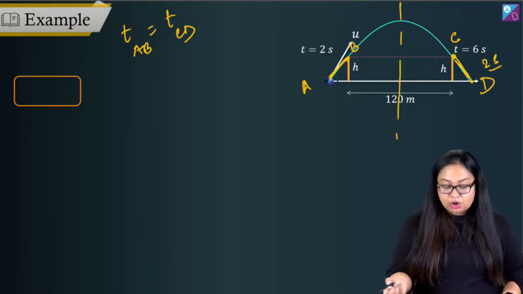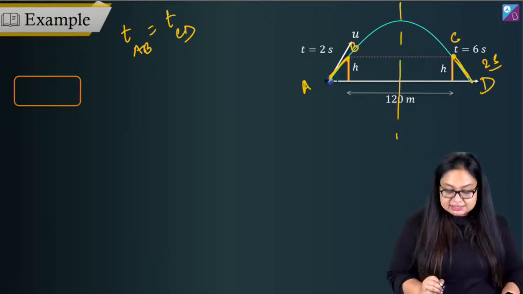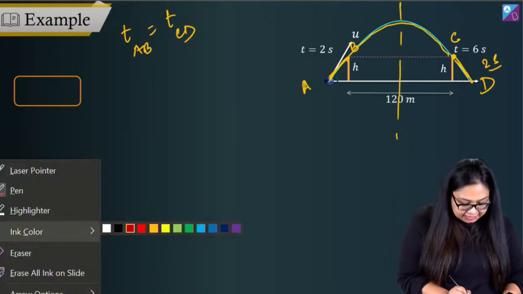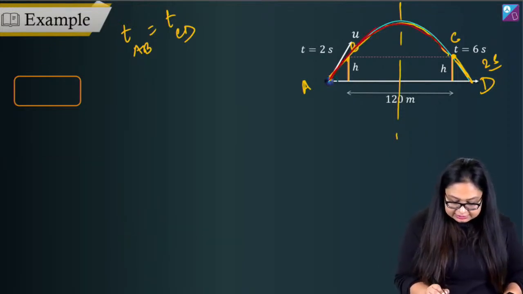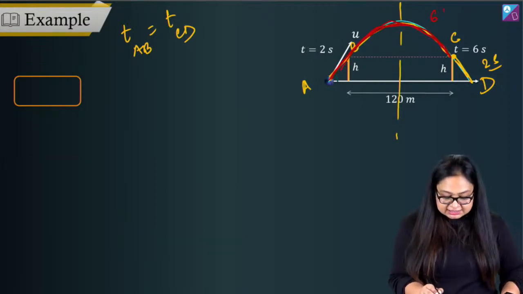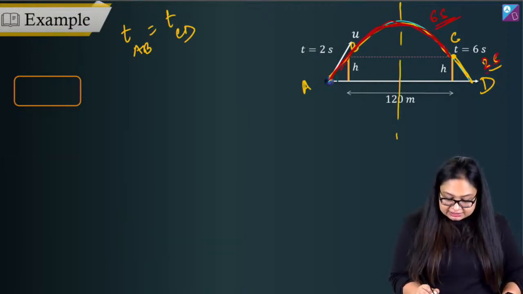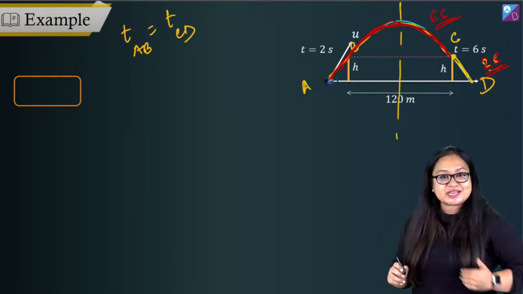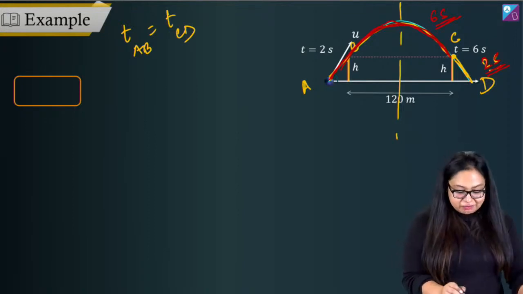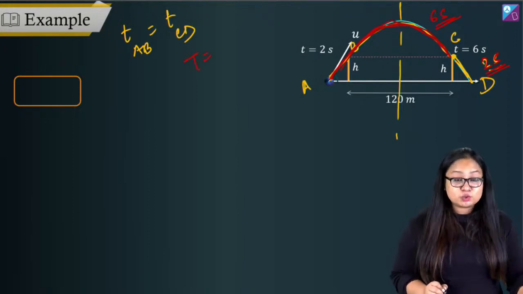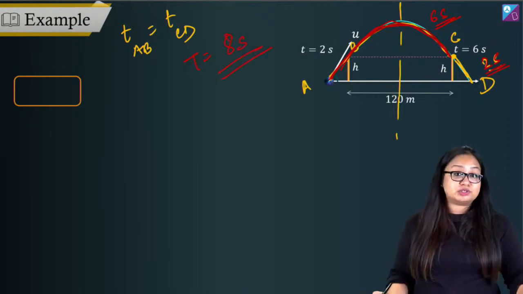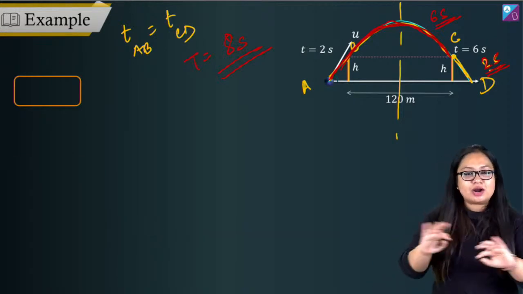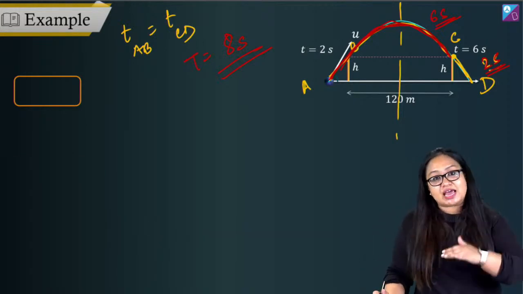Now there is another time given here. Time when it crosses the second wall, which is C. Time taken to go from A to C is given here as 6 seconds. See, from here to here, it is 6 seconds. So this is 6 seconds. This is 2 seconds. What is the total time? Total time will be 6 seconds plus 2 seconds. So time of flight comes out to be 6 plus 2, which is 8 seconds for this particular motion.